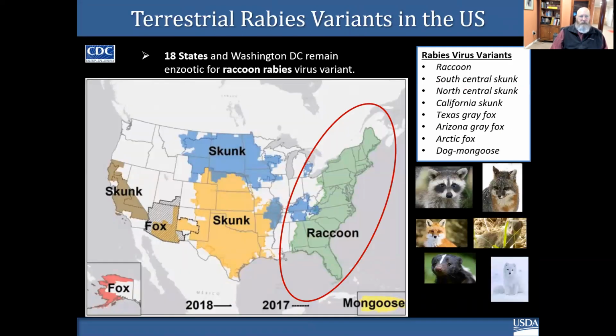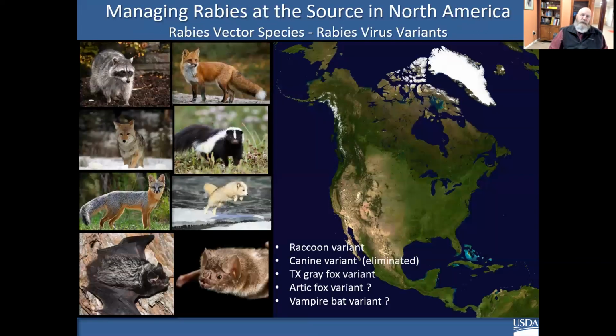So, our goal was to manage rabies at its source. We're trying to manage the rabies virus variants. There are about 8 terrestrial rabies virus variants in the United States. Our primary focus is on managing the raccoon rabies virus variant in the eastern United States because it impacts the most people.